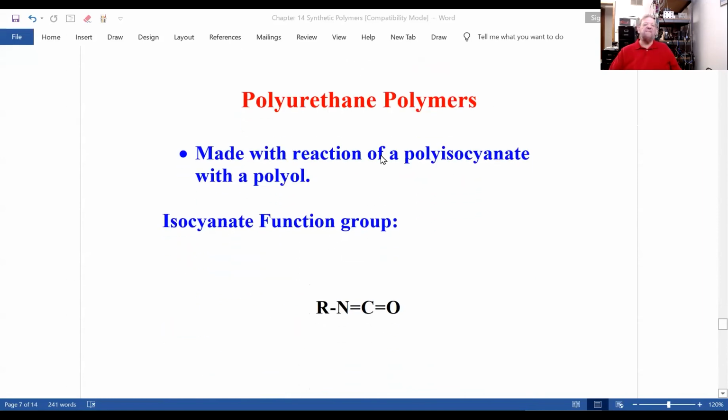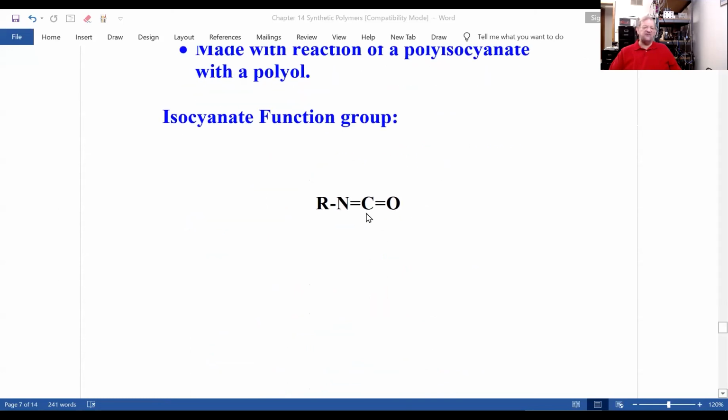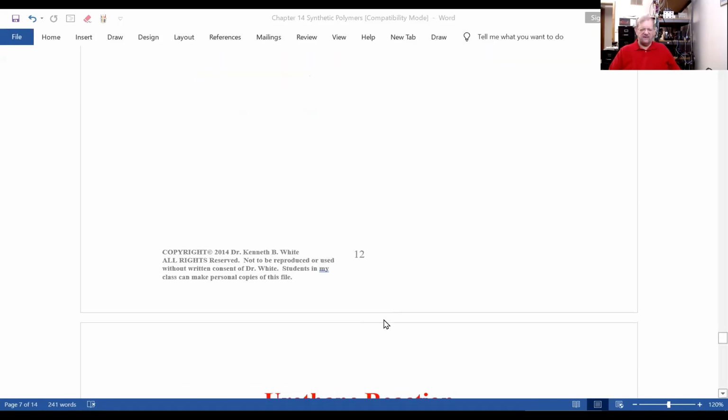Now, polyurethane polymers are made from what's called the urethane reaction. And a urethane uses a polyisocyanate with a polyol. Poly meaning many, isocyanate. This is an isocyanate function, and it reacts like a super reactive carboxylic acid. And when you have two of these in the same molecule, you can form polymers.